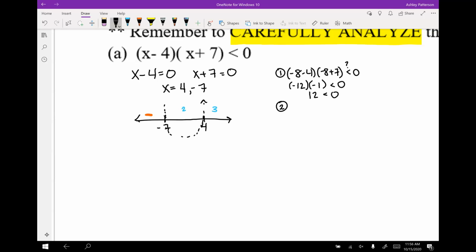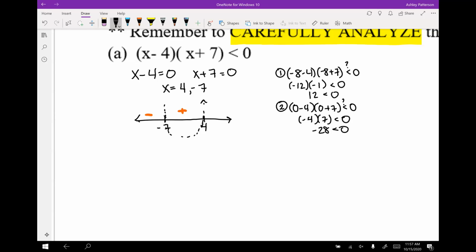Okay, the next region is region 2. And I need to pick a value between negative 7 and 4, and I'm going to choose 0. And I'm going to plug it in for every x to see what sort of number is generated. Is it less than 0? Well, I get negative 4 times a positive 7, which is less than 0. So I'm going to put a plus in that middle region to remind myself that solutions exist there.